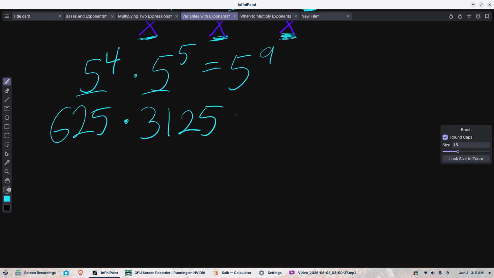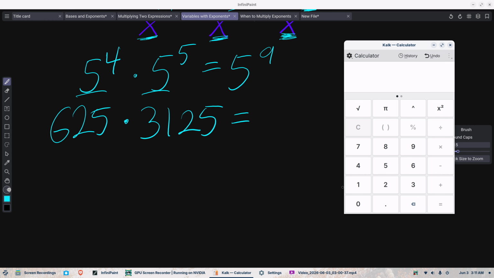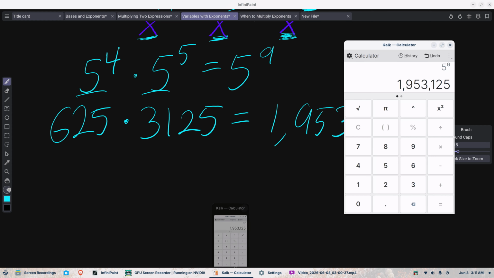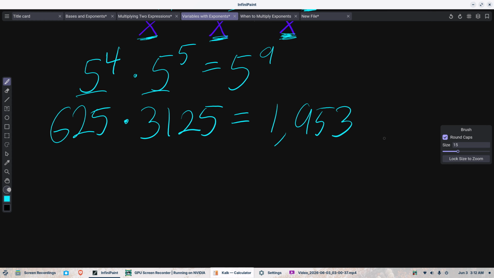And finally, we are going to do 5 to the 9th power on the other side. So 5 to the 9th power, that is going to be quite a large number, 1,953,125.